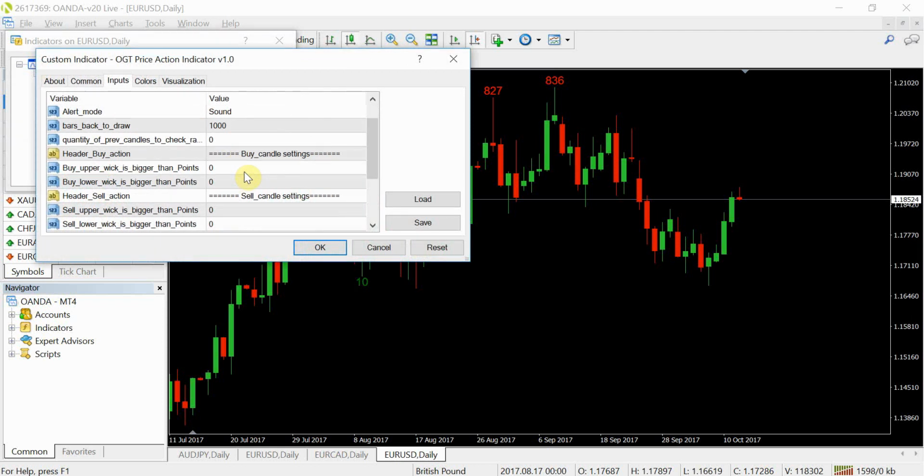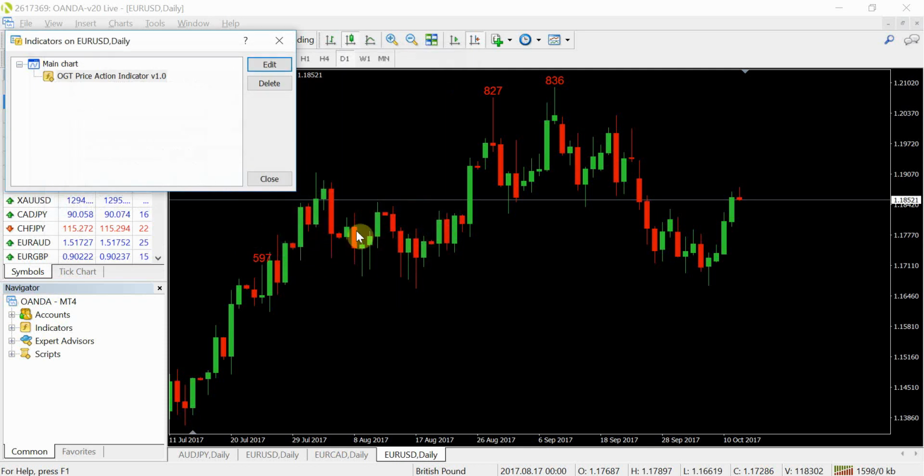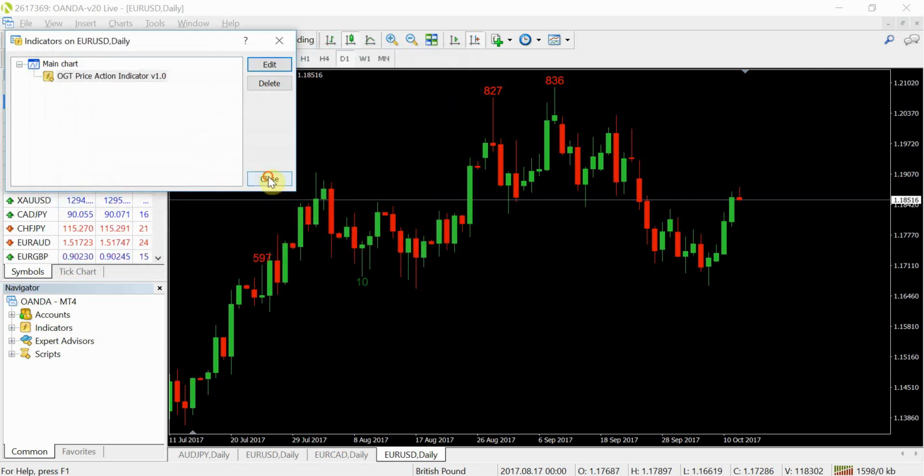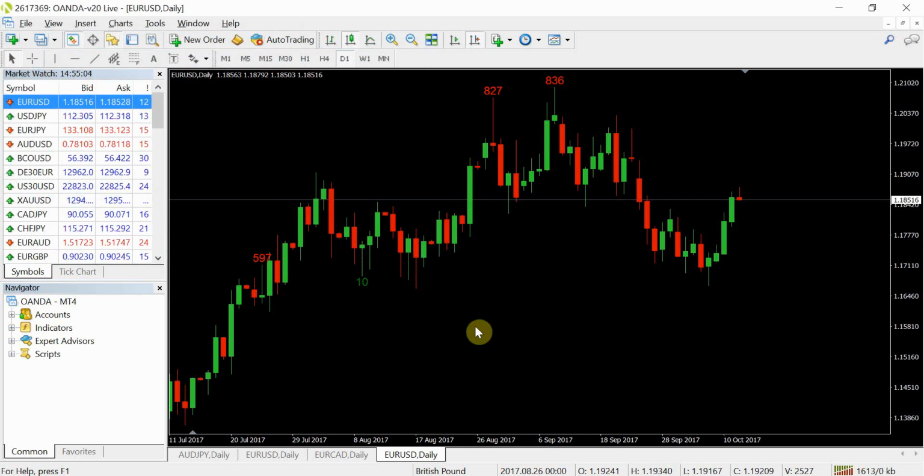Sell action, sell candle. So this is a buy signal, lower wick. If I put that to 100 pips, for example, you'll see that will disappear because the lower wick is not greater than 100 pips. Again, what I like to do is set it up as a minimum to 0. I'd rather be able to see a lot more pin bars, and then use other technical tools like support and resistance, Bollinger Bands, whatever it is that you may be using for a logical choice from there.